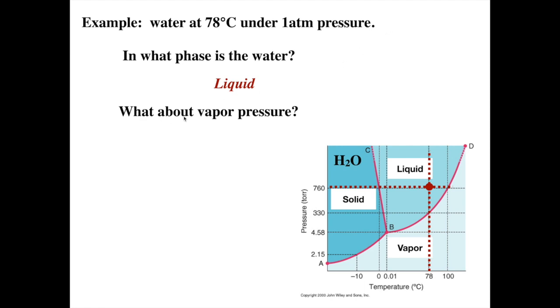But what if I said, what is the vapor pressure of water? Well, now we say it's 78 degrees, and we come up to the vapor pressure curve, and then we come over to the y-axis and say, what is the vapor pressure of water above the liquid at 78 degrees? And that would be 330 torr.